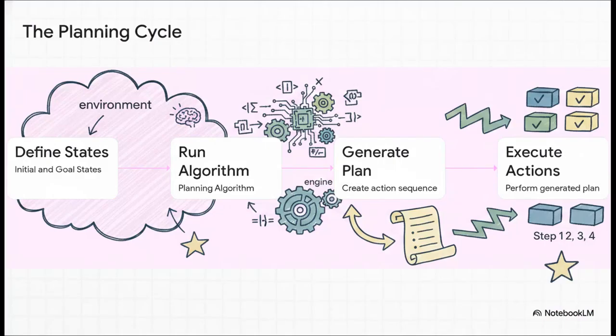Let's take a look at the complete life cycle of a plan. It starts with the environment, which feeds the initial state and the goal state right into the system. Next, the planning algorithm kicks in.